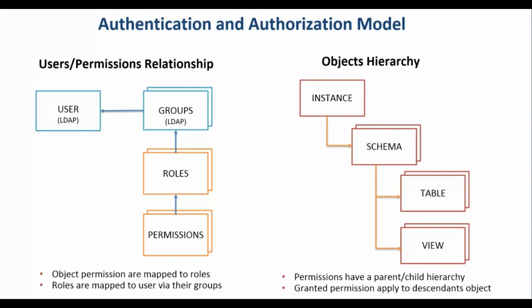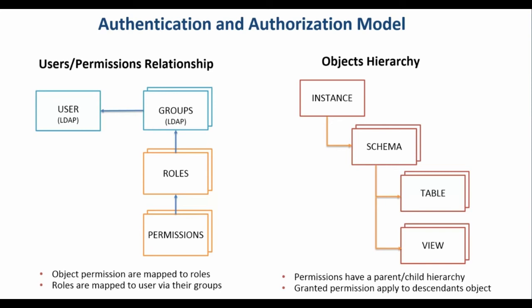A few words about the authorization and authentication model. On the right side, we can see the object hierarchy, where each table or view belongs to a schema and each schema belongs to an instance. A permission granted to an object applies also to its descending objects. And a permission on an object is mapped to a role.